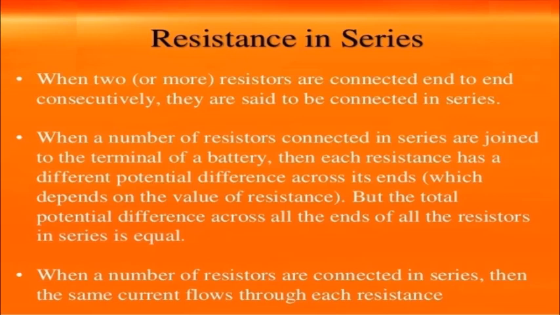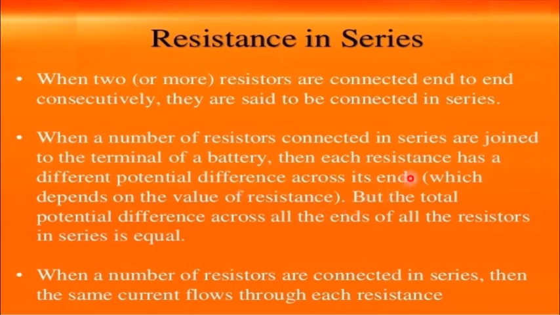Let us first see when the resistances are put in series. So when two or more resistors are connected to each other in series, that is called resistance in series. That is, they will be attached in the same line. When a number of resistors connected in series are joined at the terminal of the battery, then each resistance has different potential difference across its end.